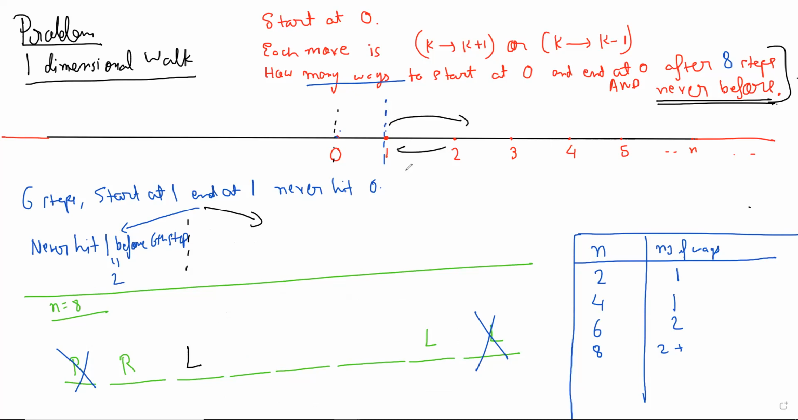But if you go like this and you go like this, then what is the problem like? Then it is like you have 4 steps and you have to do the same problem. Right? Because you have already spent 2 steps, and you're back at 1. The problem is the same again. You have to start at 1, you have to come back to 1, never hit 0. Right? So this will become the smaller problem. Okay. So this will be again 2.